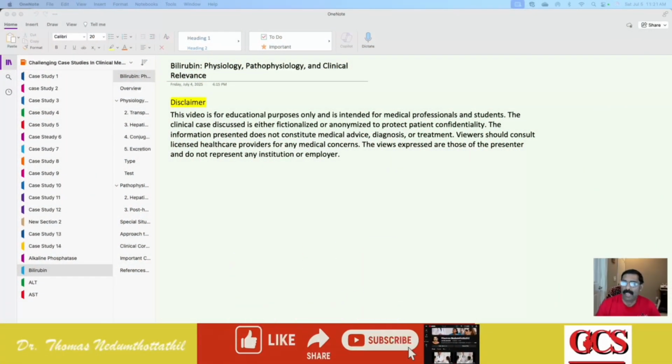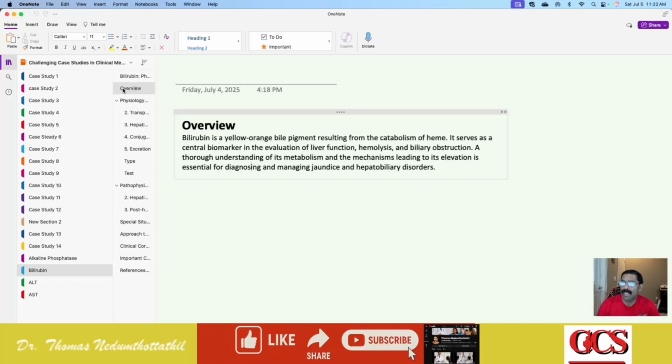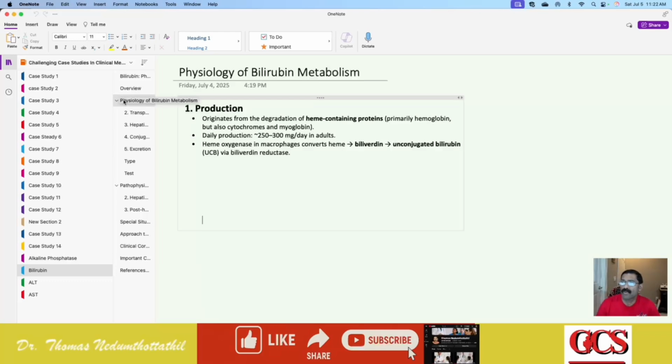Today we're going to be discussing another important component of liver function tests, namely bilirubin. We're going to be discussing the physiology, pathophysiology, and clinical relevance. First of all, disclaimer. Bilirubin, as you know, is a yellow-orange bile pigment resulting from the catabolism of heme. It serves as a central biomarker in the evaluation of liver function, hemolysis, and biliary obstruction. A thorough understanding of its metabolism and the mechanisms leading to its elevation is essential for diagnosing and managing jaundice and hepatobiliary disorders.